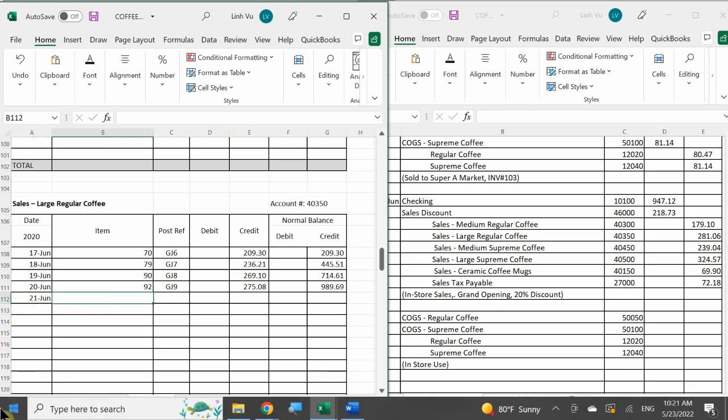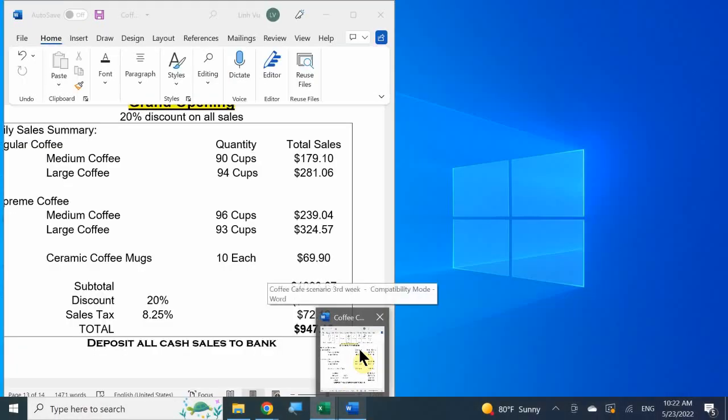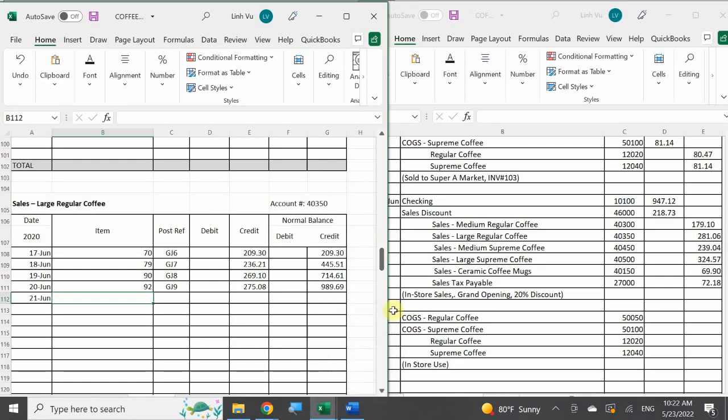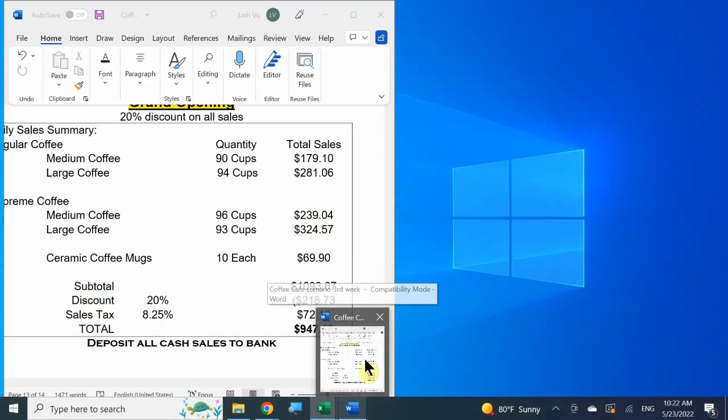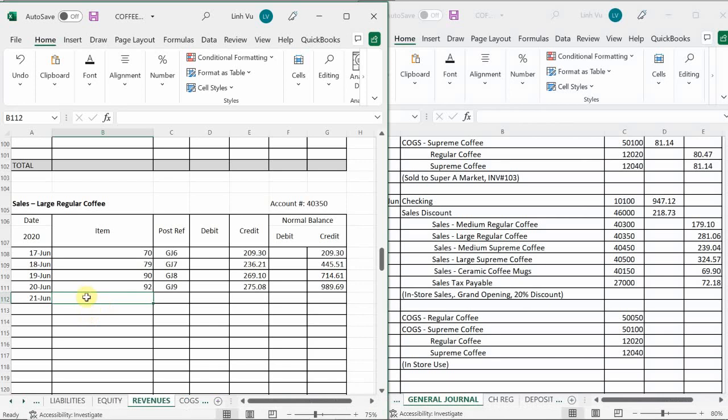Okay. Now, how many cups of my large regular coffee did I sell? Large regular coffee. Large, we sold 93 with 200. Large regular coffee. Oh, large. Okay. We sold 94 with 218.6.